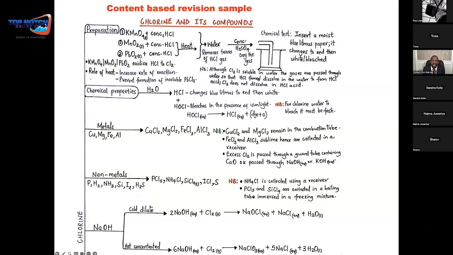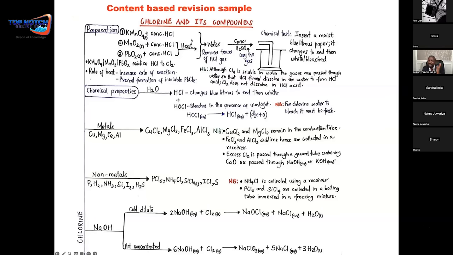Let's look at a topic like chlorine. How do you prepare chlorine? We use acidified potassium manganate(VII), manganese(IV) oxide, or lead(IV) oxide. All of them use hydrochloric acid. And normally for manganese(IV) oxide and lead(IV) oxide, we heat.